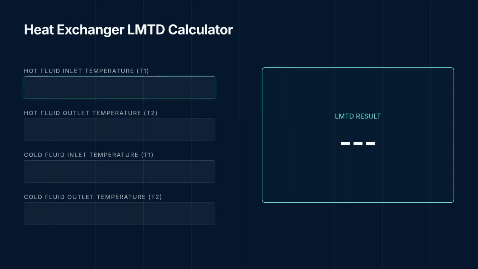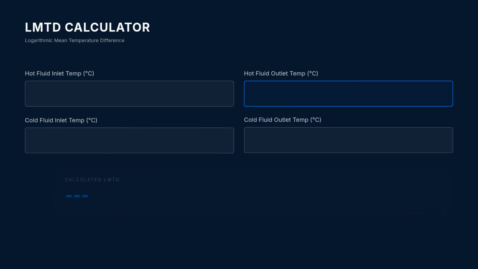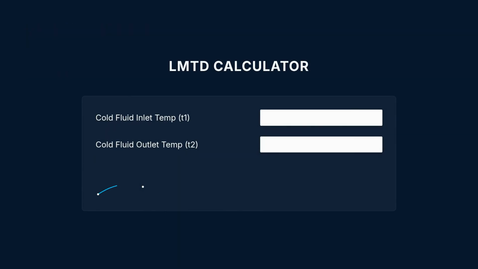This is the Heat Exchanger LMTD Calculator, which determines the logarithmic mean temperature difference for thermal design calculations. Let's walk through each input field. First, enter your hot fluid inlet temperature in degrees Celsius. Next, input the hot fluid outlet temperature in degrees Celsius. Then add your cold fluid inlet temperature in degrees Celsius, followed by the cold fluid outlet temperature in degrees Celsius.